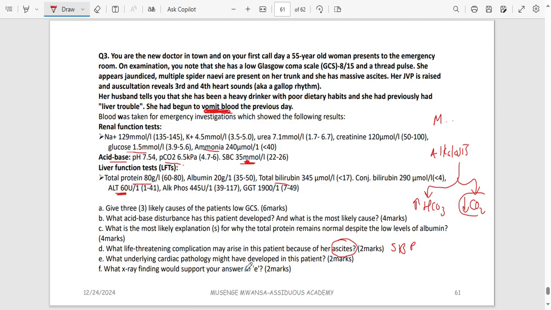What X-ray finding would support your answer? If you have this cardiomyopathy, there's going to be cardiomegaly. The heart is going to be big on X-ray, so that can support our answer.